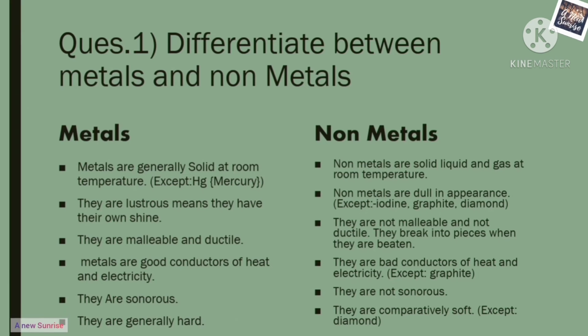Metals are malleable and ductile, whereas non-metals are not malleable and not ductile. They break into pieces when they are beaten. Metals are good conductors of heat and electricity, whereas non-metals are bad, or you can say poor conductors of heat and electricity, except graphite. Graphite is a good conductor of heat and electricity. Metals are very sonorous, i.e. they produce a ringing sound when they are struck with a hard object.